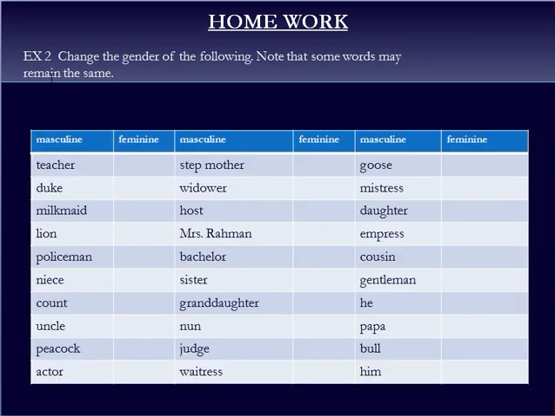Okay, exercise 2 is about genders. You have to change the gender of the following. Note that some words may remain the same. So there are columns given for masculine and feminine. The masculine genders are given and you have to change into feminine genders. So this is also an easy exercise.